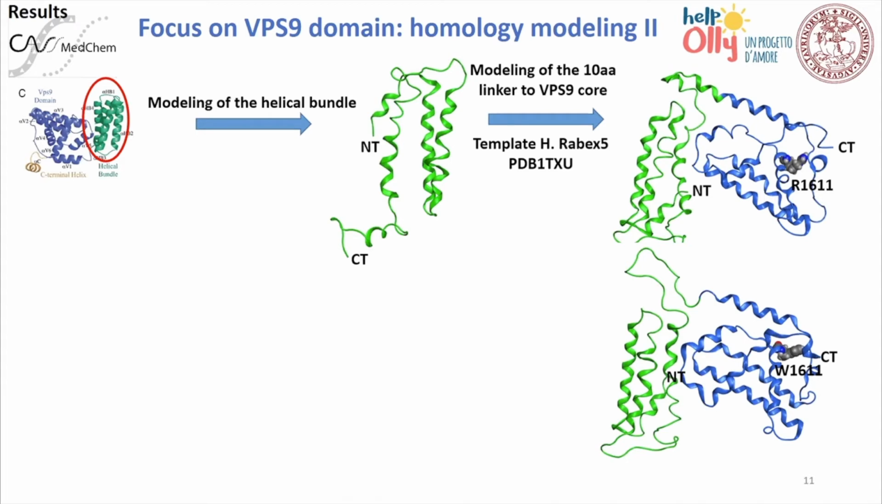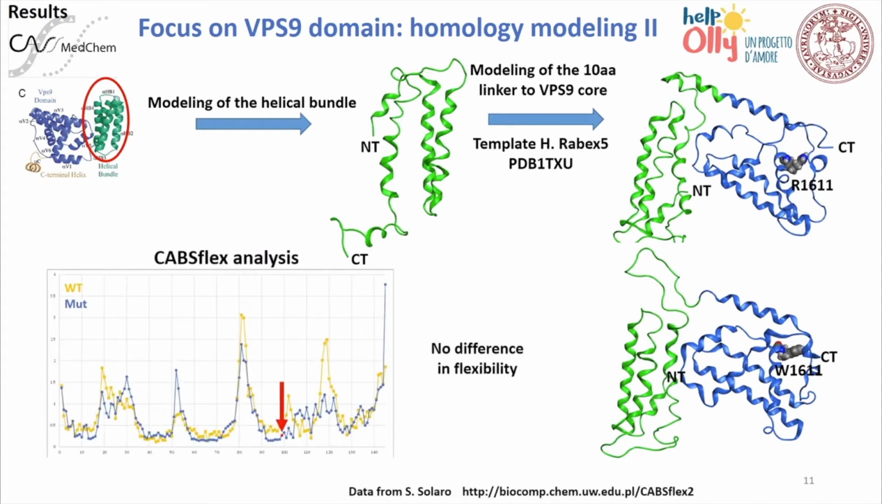I have to highlight one analysis that we also performed on these models, and it is a CAPS flex analysis, which basically predicts regions which are highly flexible and unstable. And as you can see here from this graph, here I highlighted with an arrow the mutated residue, but overall on the protein structure, there is not such a huge difference, telling us that most likely the mutation is not inducing conformational changes and instability in the structure of the protein, but probably the physicochemical properties of this domain are playing a role in the pathology.